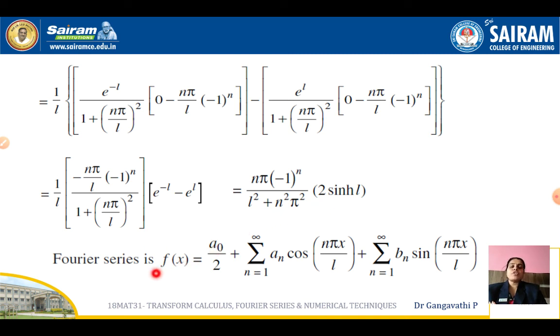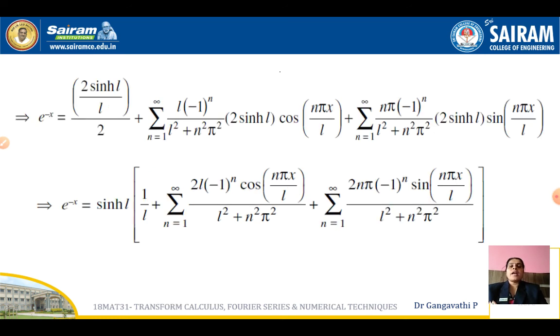So now you have evaluated A0, An and Bn. Substitute those values in the Fourier series expansion. This is the Fourier series expansion. And when we make a substitution for A0, An and Bn, we get this expansion. So the common term is sine hyperbolic L. Take it outside. And this is the answer we get.